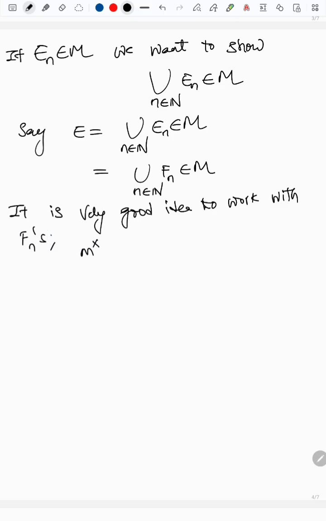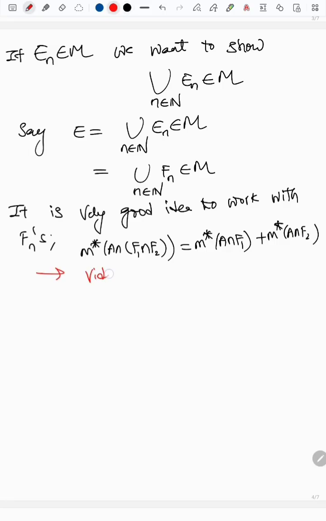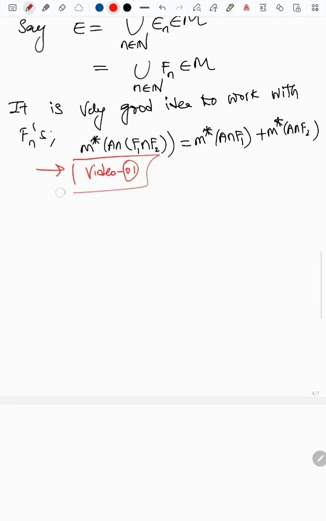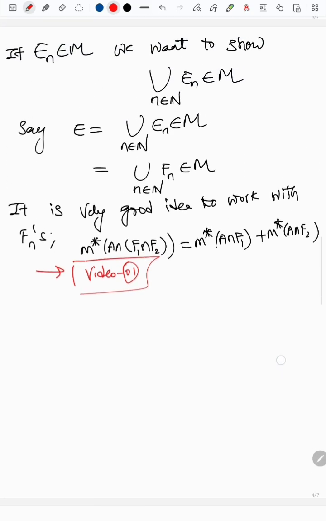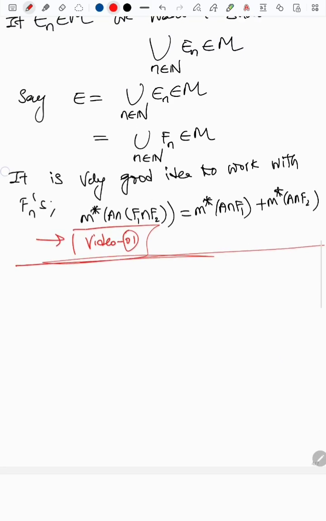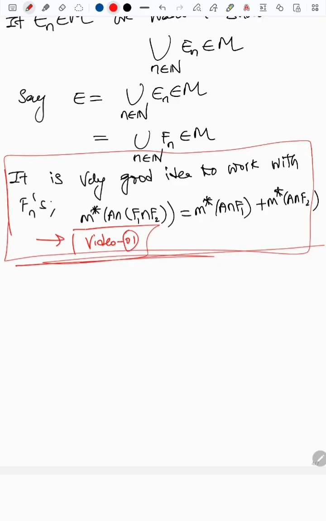For suppose m star of A intersection with F1 union F2, from the previous lecture, is equal to m star of A intersection with F1 plus m star of A intersection with F2. If you did not watch that video, go to the previous video number 1 and watch it, and then come back to this proof. This is quite an easy proof we are going to do, a very short proof. We'll exploit this and show the union belongs to M.